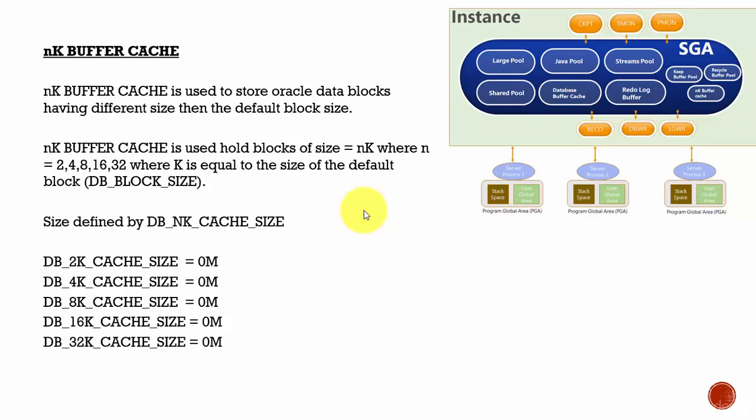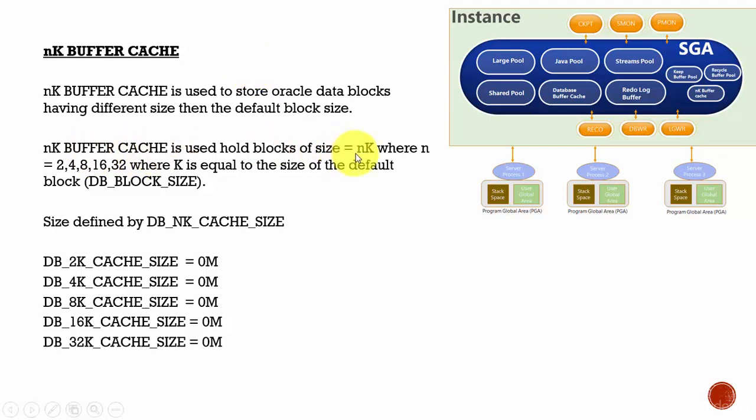But if you want to store those data blocks in the memory, you need to configure separate memory structures for those blocks. Okay? So this nK buffer cache is used to store the Oracle data blocks which are having a different size than the default block size.